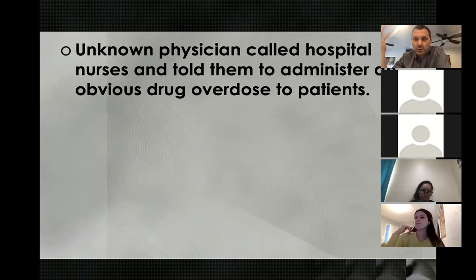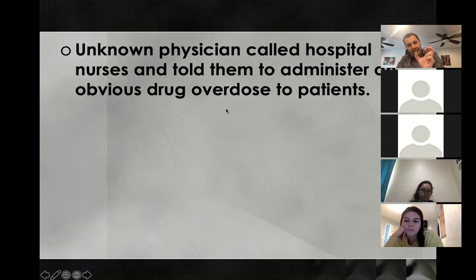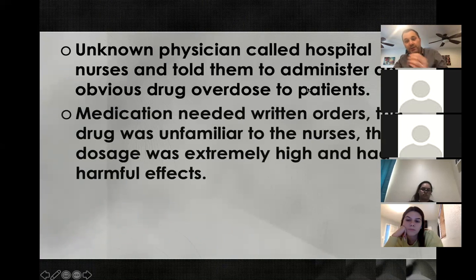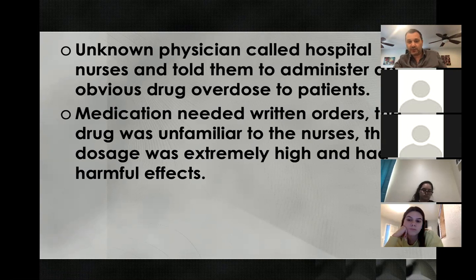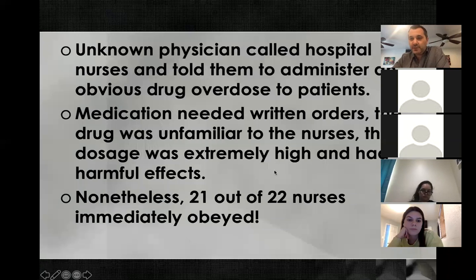Secondly, the physician was unknown to the nurses. They weren't familiar with who this person was. Third, the drug they were told to administer, they were unfamiliar with. And on the label of the drug, it said that there were some very serious side effects if the drug was administered and if there was an overdose in particular. And the dose that the doctor had told the nurses to administer was an obvious overdose. So it had these really negative potential side effects. So for all of these reasons, these nurses never should have obeyed the doctor's order. And yet when they conducted the study, 21 out of 22 nurses immediately obeyed. Now, obviously, the researchers stopped them before they were able to actually administer any drugs.